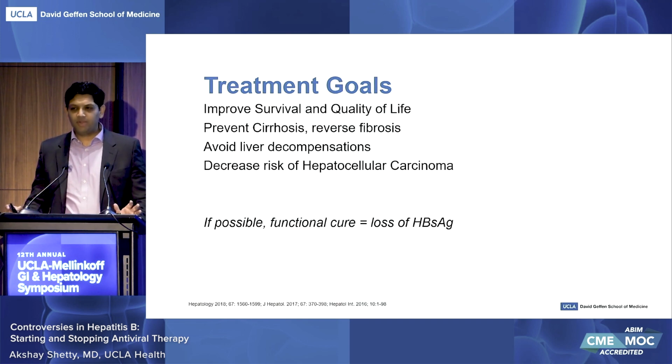So what are our treatment goals for the majority of the patients? The most important goal is trying to improve survival with all treatment and addressing quality of life for these patients. But generally, most of the studies focus on either loss of E antigen, trying to prevent cirrhosis or reversing fibrosis, avoiding liver decompensations, and decreasing the risk of HCC. And if possible, addressing functional cure, which is loss of Hep B surface antigen.